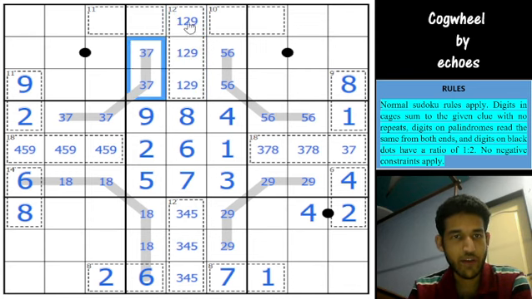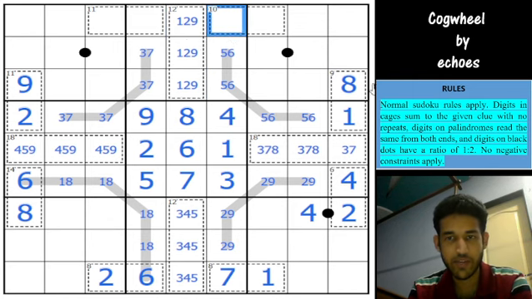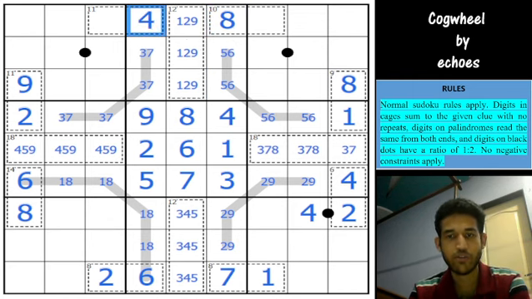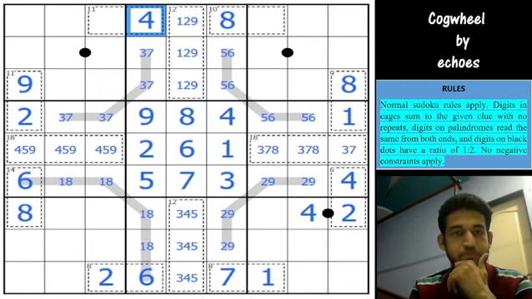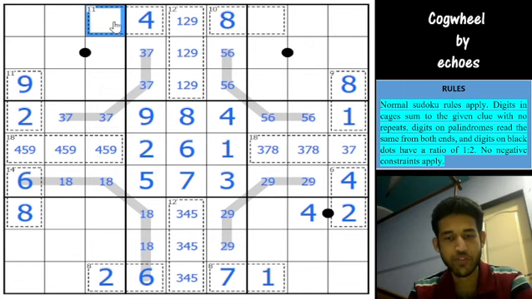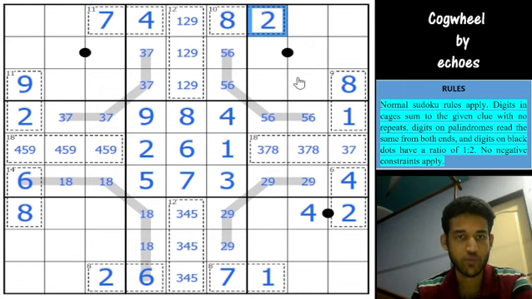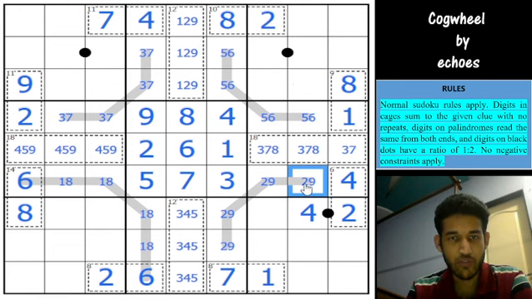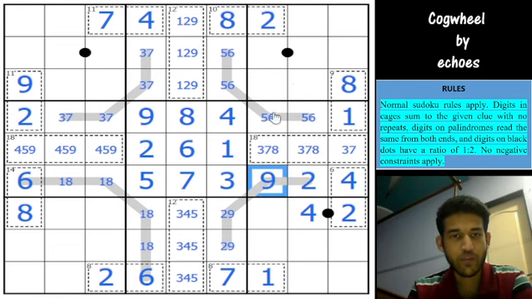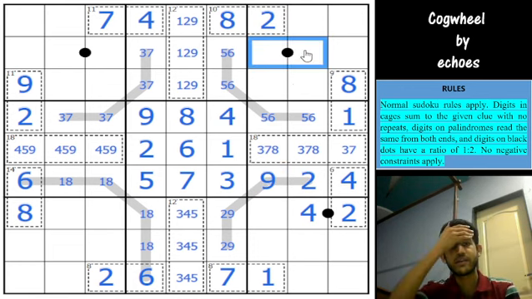3, 5, 6, 7, 1, 2, 9. So this must be 4, 8, and you have a 4 here. So that must be an 8, and that must be a 4, right? So that 4 gives you a 7 here, which means this must be a 2. And that allows you to mark this pair 2 and 9. And now I think we can mark this, right?